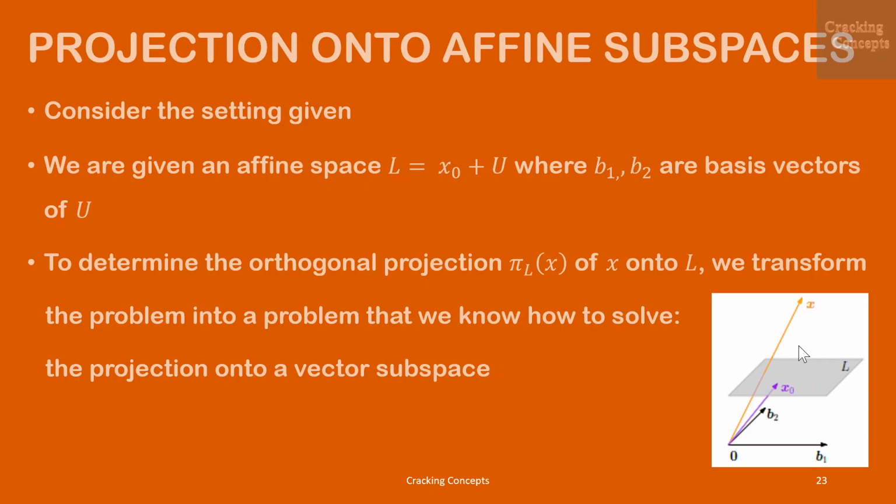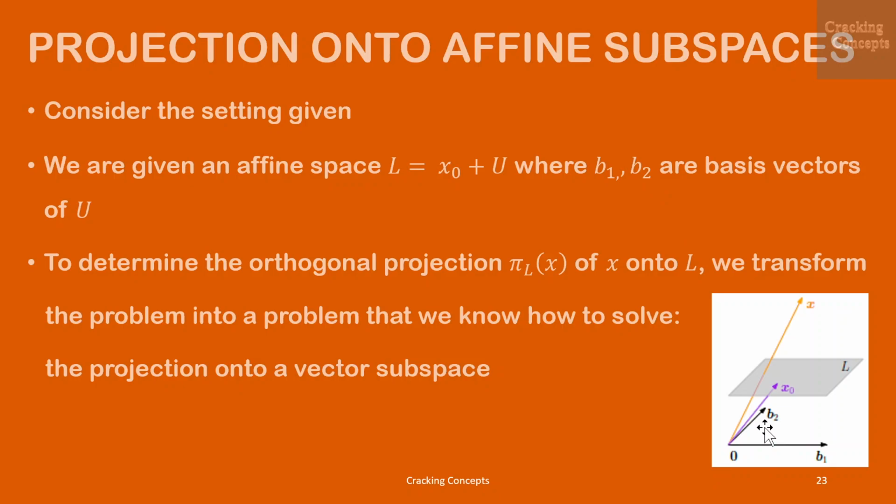So far we discussed how to project a vector onto a lower dimensional subspace U. Now we'll see a solution to projecting a vector onto an affine subspace. Consider the setting that is given in this diagram. So we know that an affine space is denoted using a support vector and a direction space. The affine space given here, which is L, can be written as x0 plus U, where b1 and b2 are the basis vectors of U.